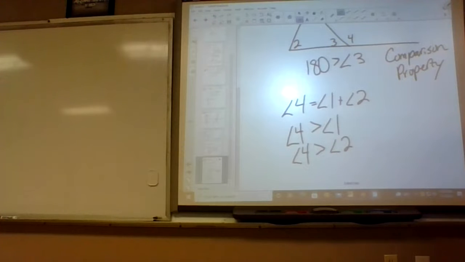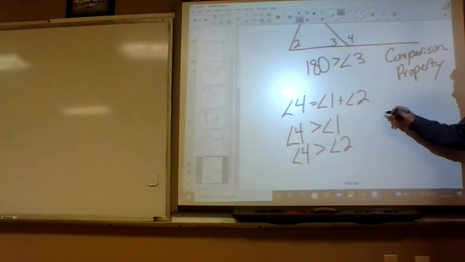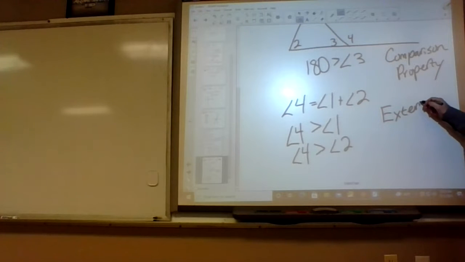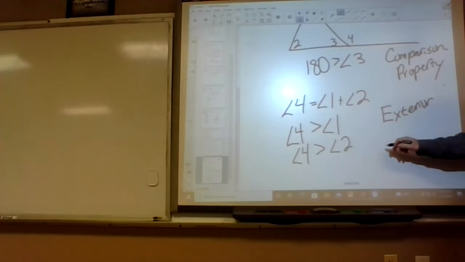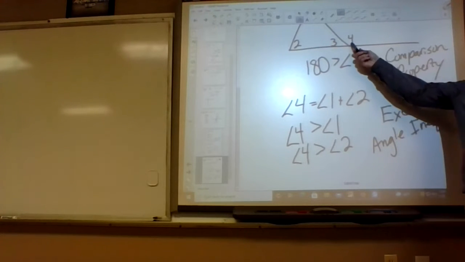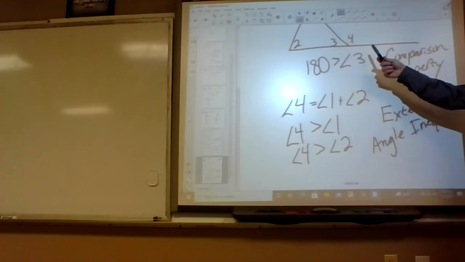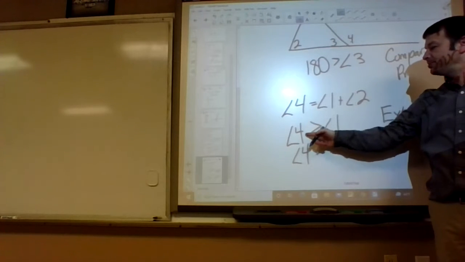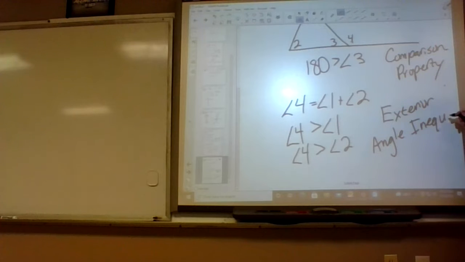Both of those. That is called the exterior angle inequality theorem. Angle 4 is an exterior angle. It's an inequality because it's bigger than 1 or 2. Anyway, those are kind of the two things for today.